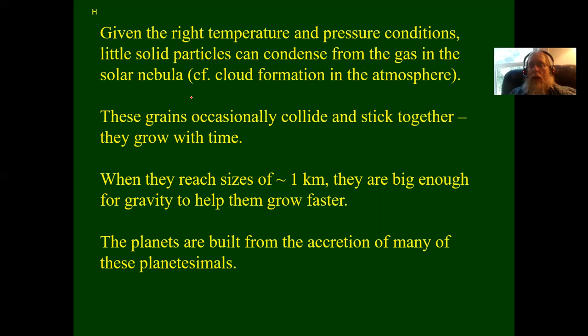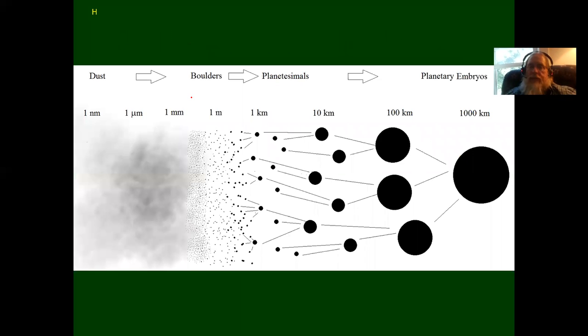All right. So, anyway, once you get these originally microscopic particles condensing, then occasionally they're going to collide. And when they collide, sometimes they'll stick together and they're going to have a tendency to grow with time. And once you get them up to sizes of a kilometer or so across, they're massive enough for gravity to accelerate the growth. They'll grow faster, and the idea is you then build up the planets from the accretion of many, many of these smaller pieces. And by the way, it's when they get to a size about a kilometer that we would start calling them planetesimals.